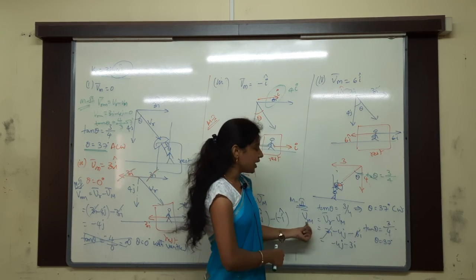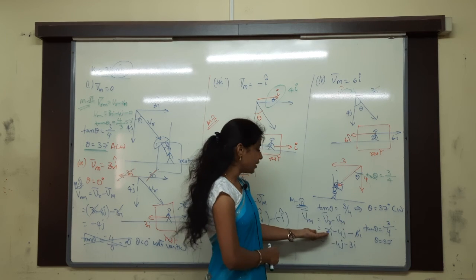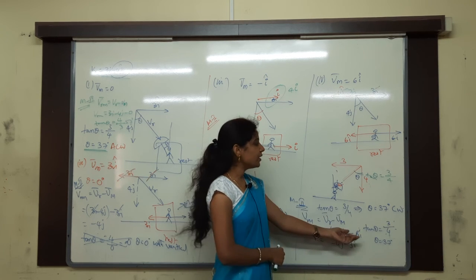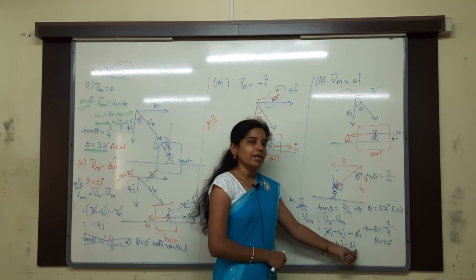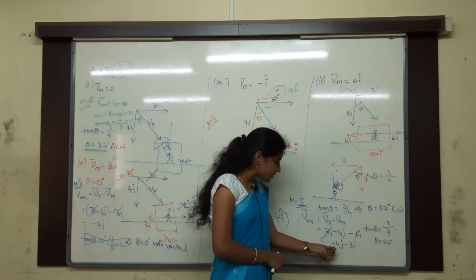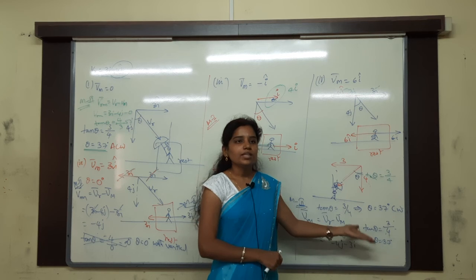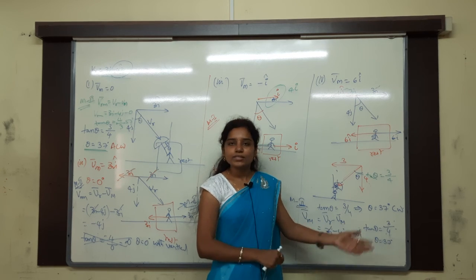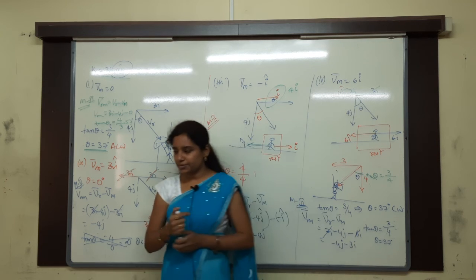Otherwise, if you take the VRM formula, VR minus VM. VR is how much? 3i minus 4j as it is. VM is how much? 6i. So what is remaining? Minus 3i and minus 4j. This minus indicates along the negative x-axis and along the negative y-axis. So theta is equal to how much again? 37 degrees only, 37 degrees in the clockwise direction. Clear? Yes.